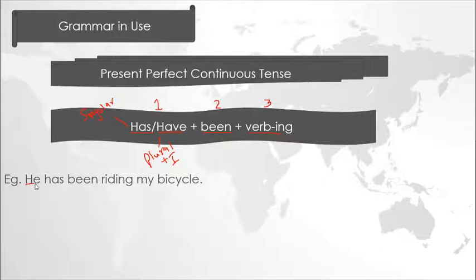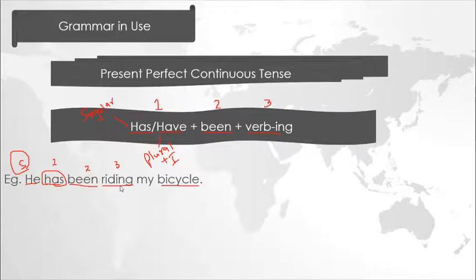He has been riding my bicycle. Now, as you can see, we have the components right here. This is a singular subject, and therefore we are using has with it, the first component. Then we have been, the second component, and then we have verb with ing, the third component.